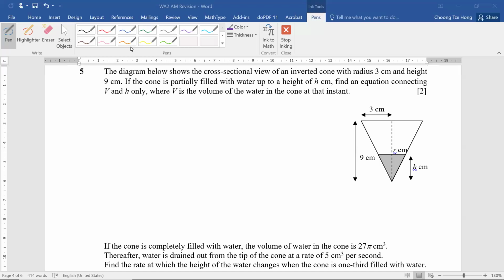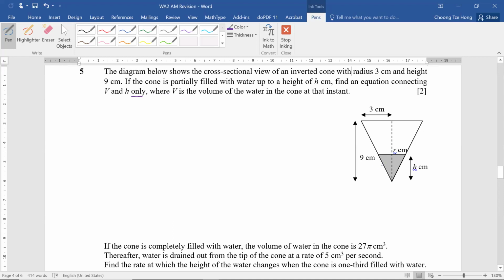Hi students, in this video I'll be going through the JYSS 4E Mid-Year Exam 2012 for Additional Mathematics, Paper 2, Question 6B. Alright, so let's read the question together. The diagram below shows the cross-sectional view of an inverted cone of radius 3 cm and height 9 cm. If the cone is partially filled with water up to a height of h cm, find an equation connecting V and H only. The key here is V and H only, where V is the volume of water in the cone at that instant.